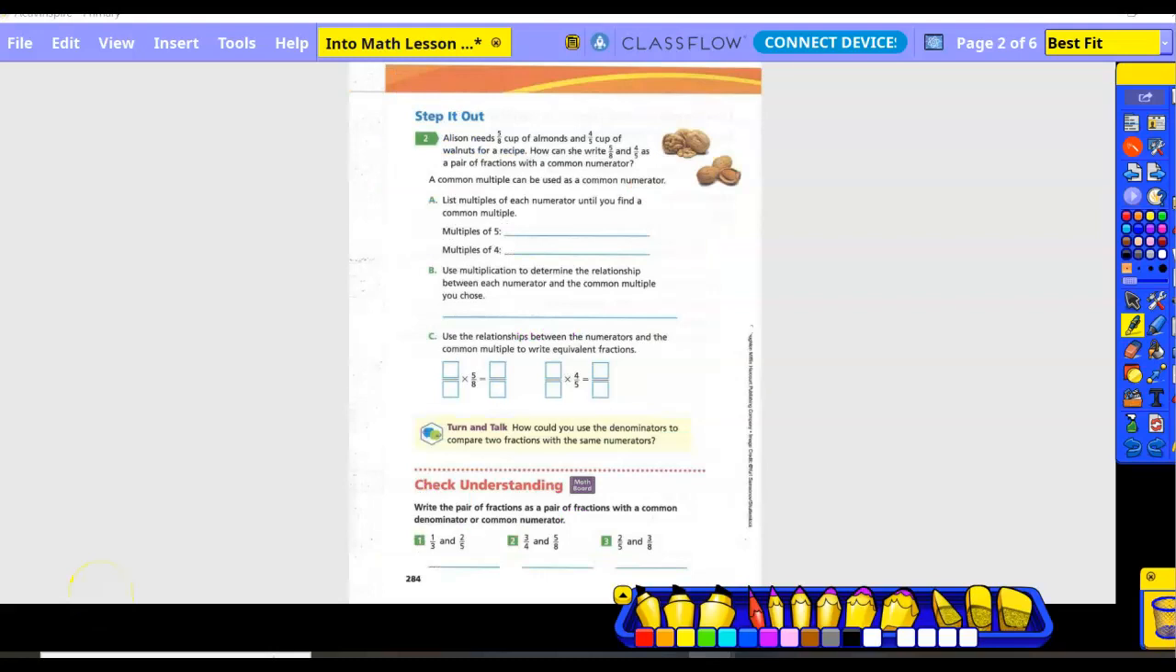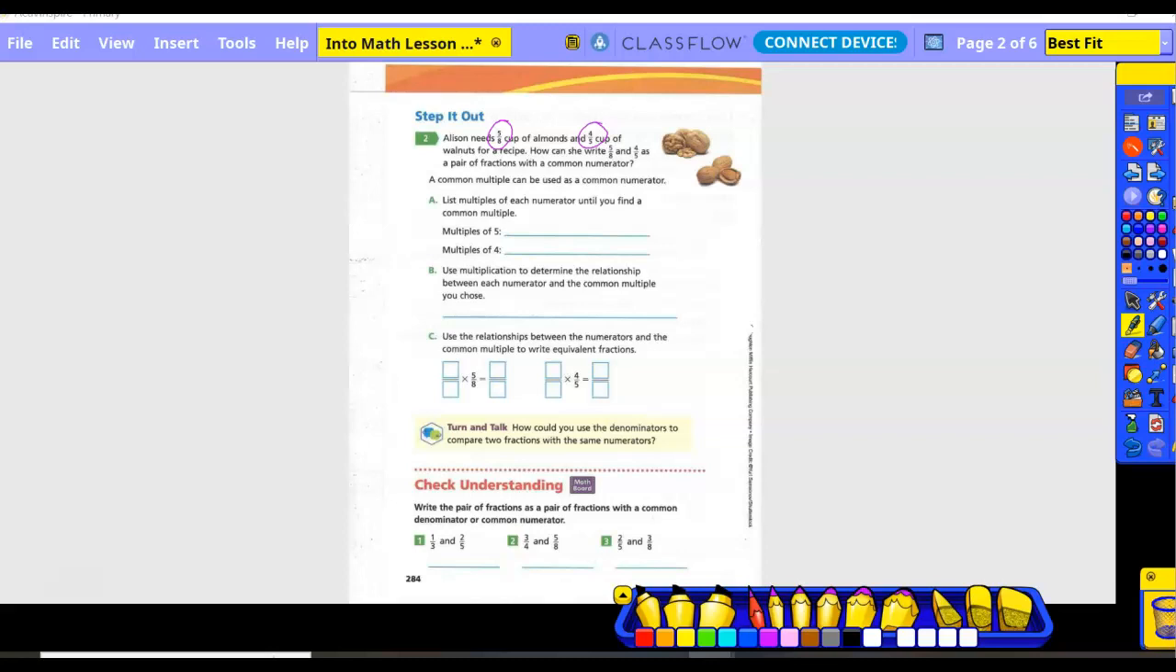Step it out. Number 2. Allison needs 5/8 cup of almonds and 4/5 cup of walnuts for a recipe. How can she write 5/8 and 4/5 as a pair with a common numerator? So a common multiple can be used as a common numerator. Okay, so list the multiples of each numerator. So our fractions were 5/8 and 4/5, and they want the numerator this time, not the what? Denominator. So you have to pay attention. The numerator is the top number of a fraction, right? The denominator is the bottom number of a fraction.